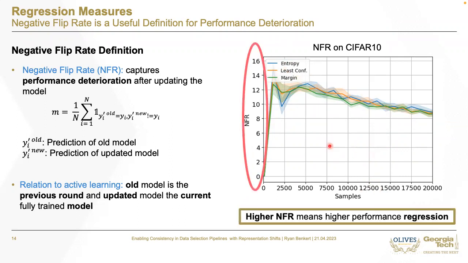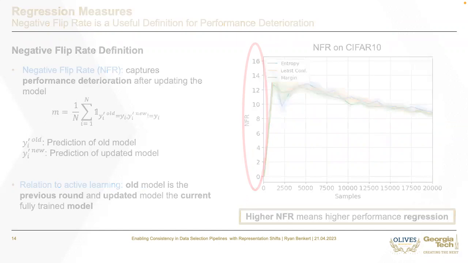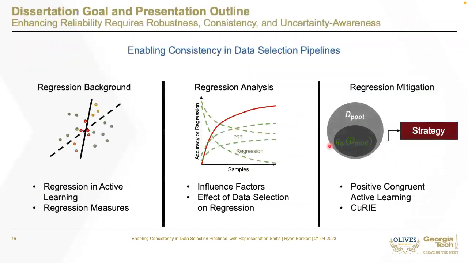So what I really want to emphasize here is higher NFR is bad, right? That means we have more negative flips happening, that means we have a very low consistency. So emphasis here being that it's not like accuracy where higher is better.